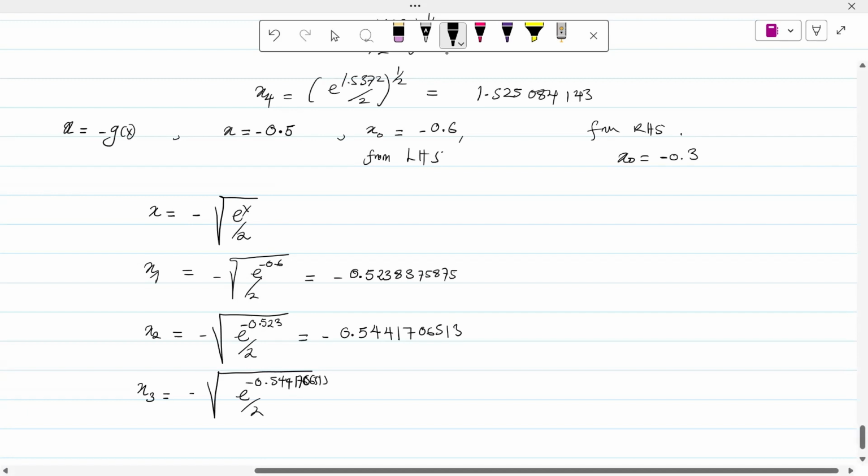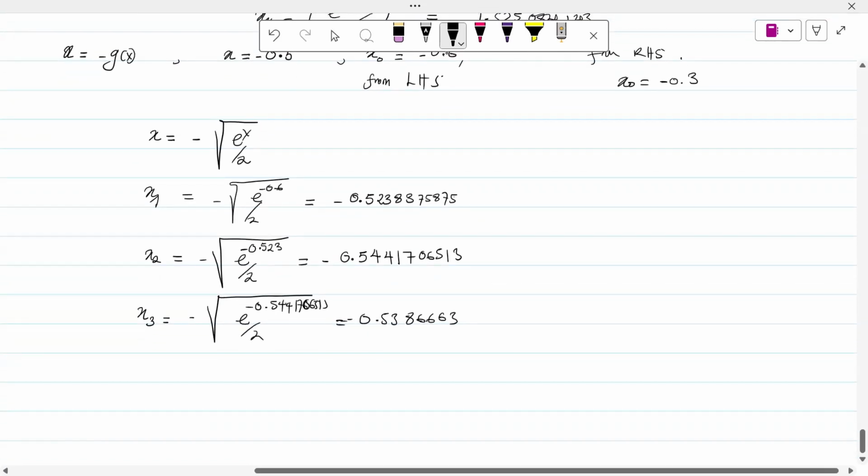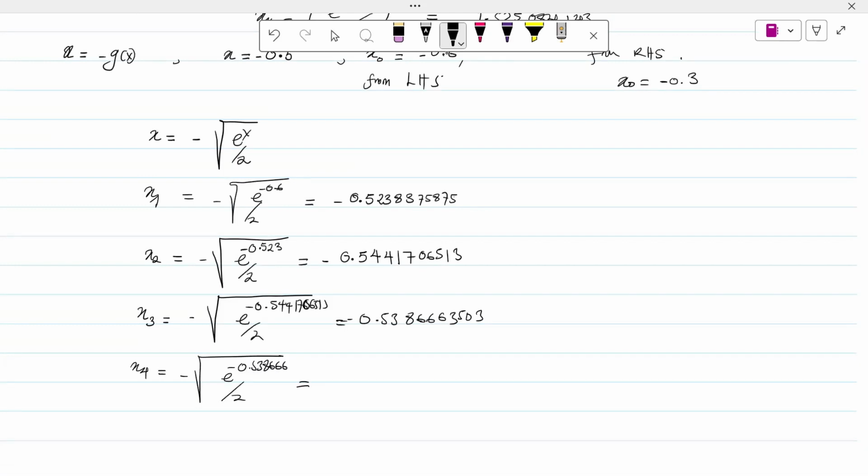0.53866, 503. Okay, and then x4. I don't know why it has increased. It has increased to how much? Yes, to 0.54. Yes, it's a pattern.